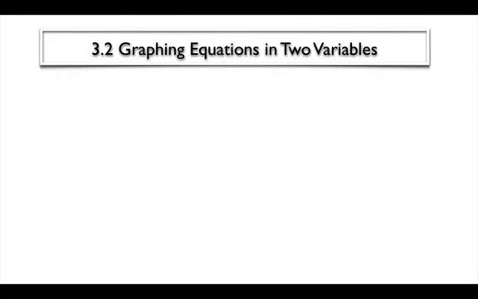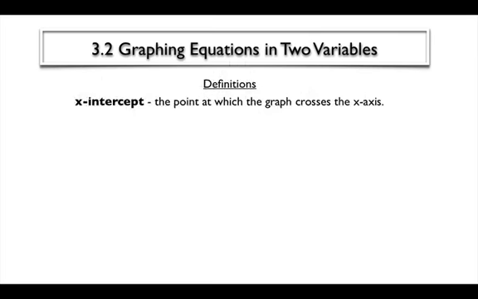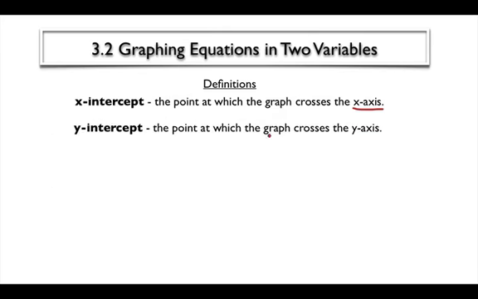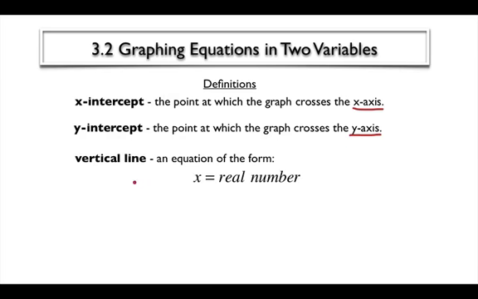Section 3.2, graphing equations in two variables. Some definitions that you need to know. The x-intercept is the point at which the graph crosses the x-axis. Y-intercept, the point at which the graph crosses the y-axis. And a vertical line is an equation of the form x equals any real number.